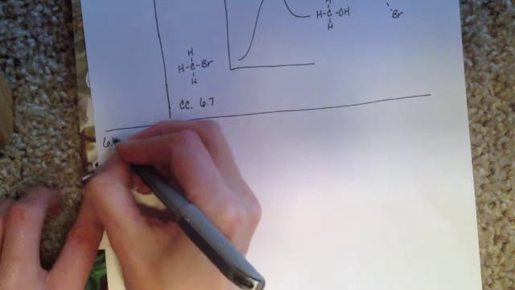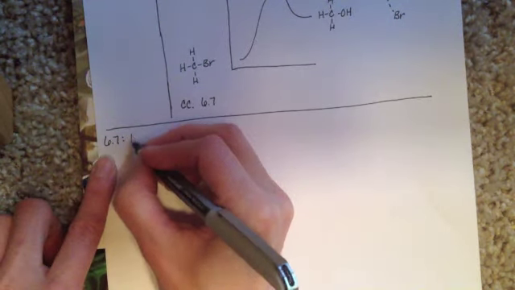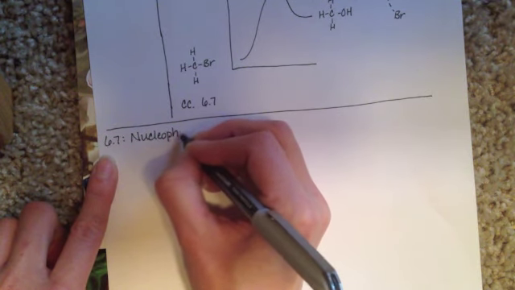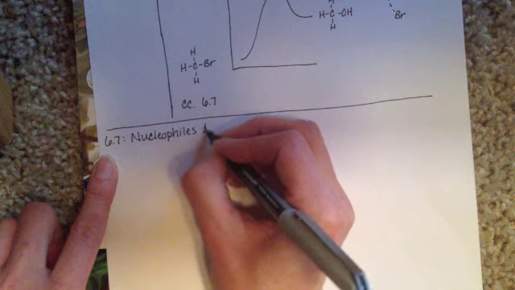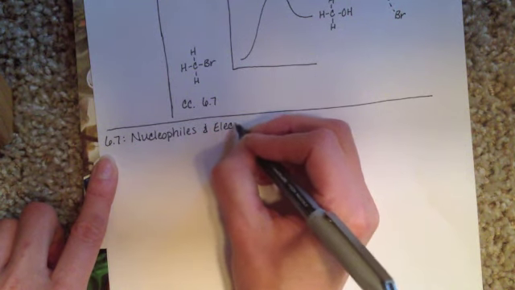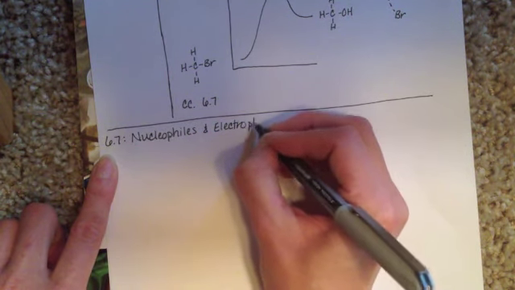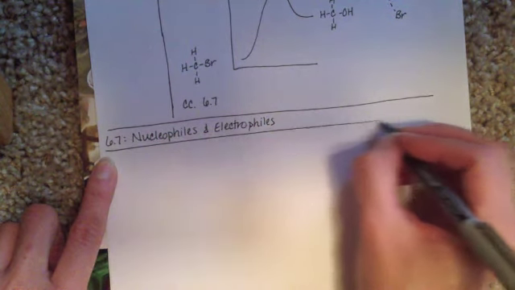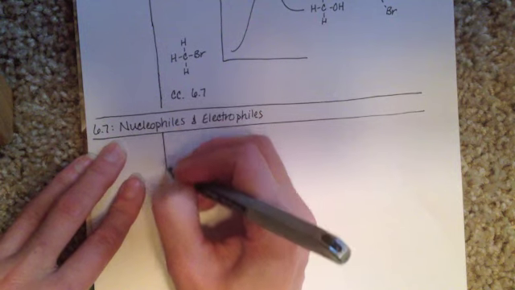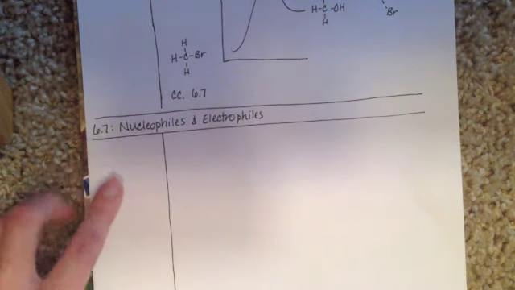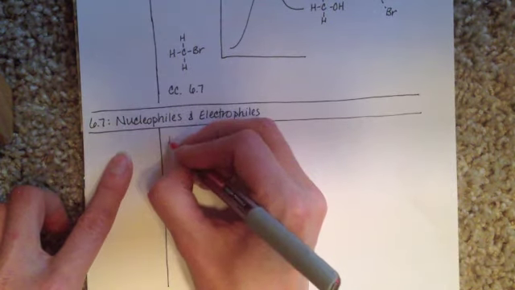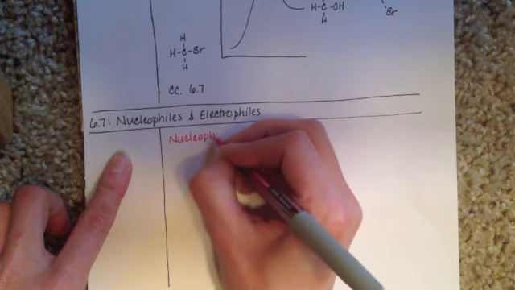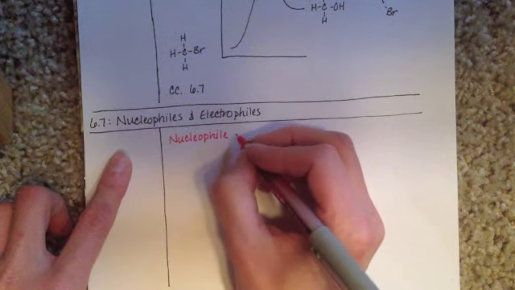Section 6.7 is on nucleophiles and electrophiles. And this is just going to be a definition with some examples of both nucleophiles and electrophiles.